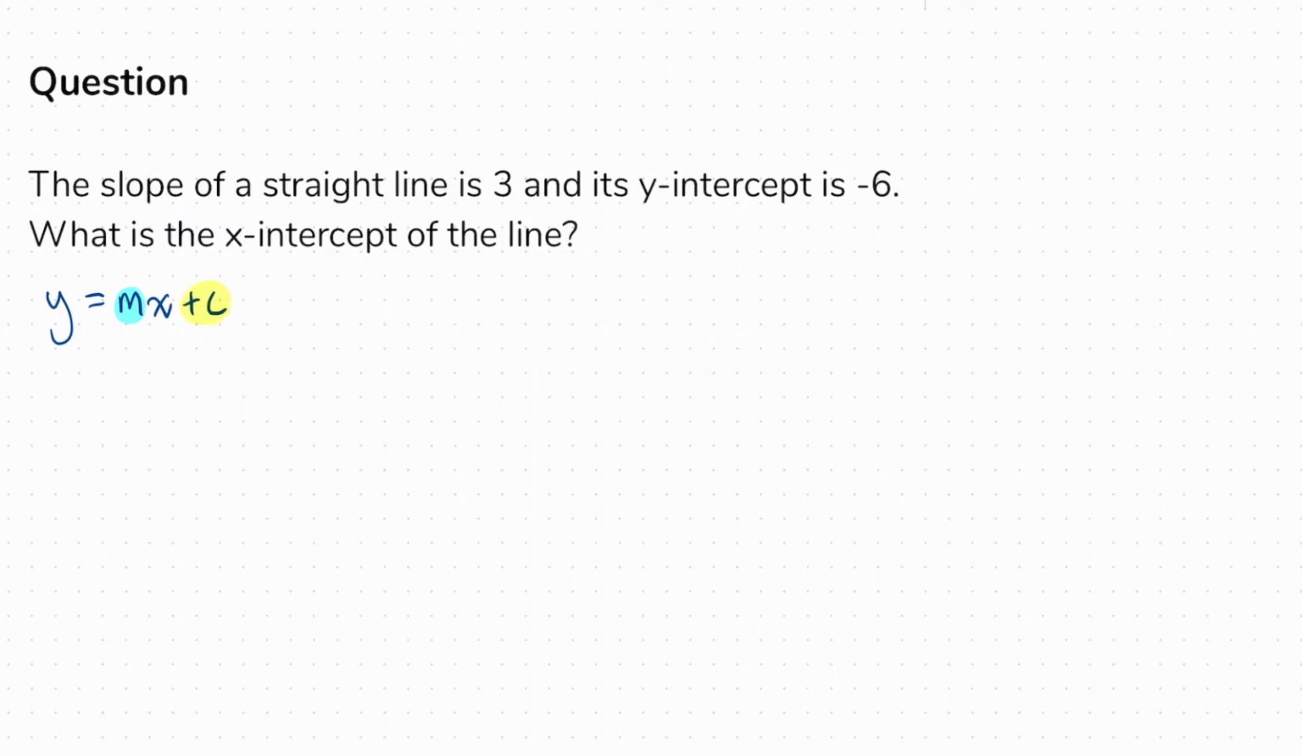The m stands for, if you believe it, gradient. So the m is the gradient. Another way of thinking of the gradient is the slope, or rise over run. So you may have heard some of these terms. So that's m.